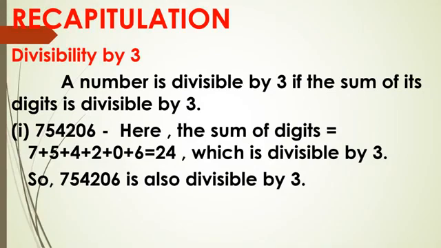7,54,206. First of all, we will find out the sum of all its digits. That is 7 plus 5 plus 4 plus 2 plus 0 plus 6 equal to 24. 24 is divisible by 3. So, 7,54,206 is also divisible by 3.